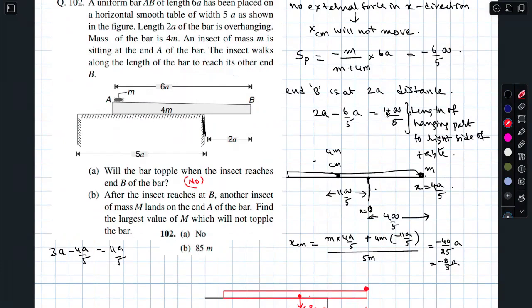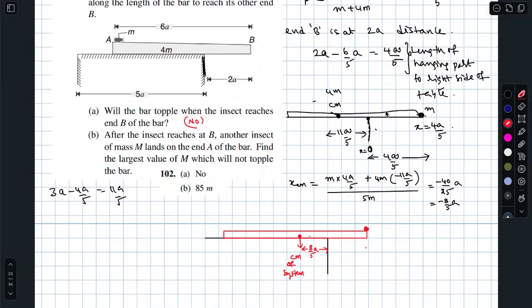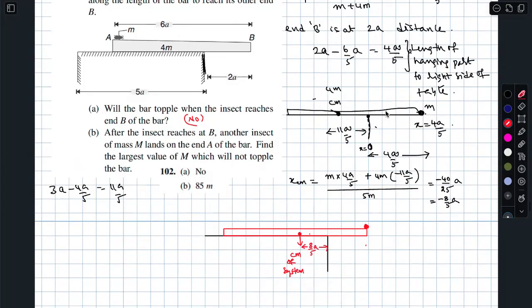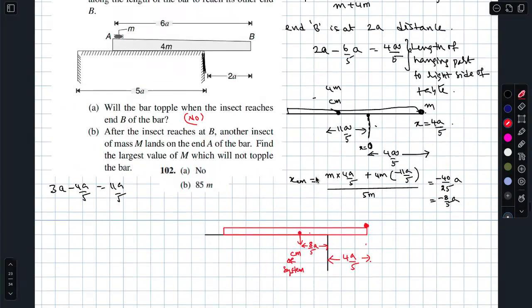An insect of mass m is sitting at the end of the bar. After the insect reached at B, another insect of mass M lands on the end A of the bar. Find the largest value of M which will not topple the bar. What is the question? By the way, I think we will make one mistake. From here, what is the distance? 4A by 5. What is the length of the table here?